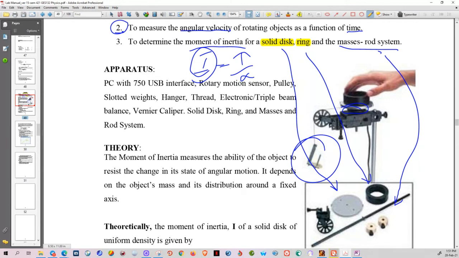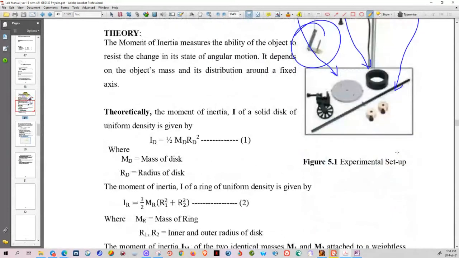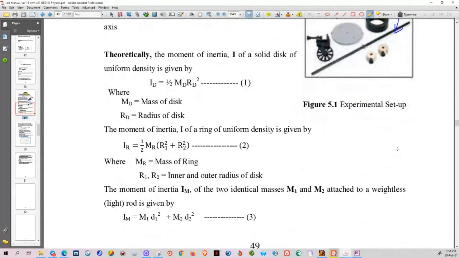Now, before we do the experiment, we can find the inertia by theory, because for each shape, the inertia is actually calculable. You can use an equation to calculate the inertia. What are these equations? First, this is the inertia of the disk. The inertia of the disk is equal to 1/2 the mass of the disk multiplied by the radius of the disk squared. This one is the inertia of the ring.